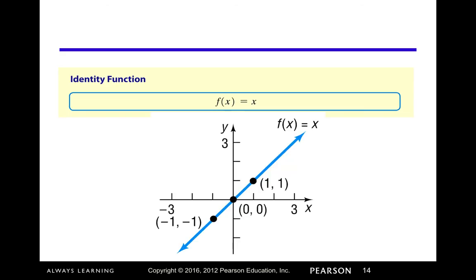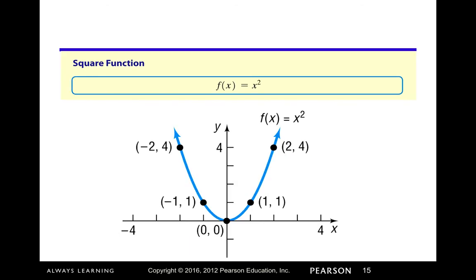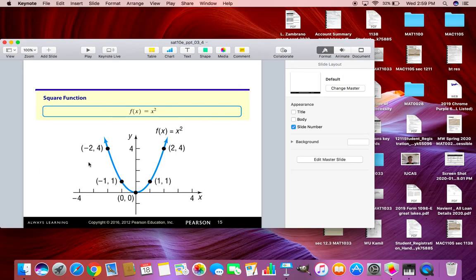You need to know the identity function, which is y equals x. It's a straight line which goes through the origin. You need to know how the graph y equals x squared looks like, which is the basic graph of the quadratic function. Parabola, origin at the point (0, 0), and definitely y equals x squared.